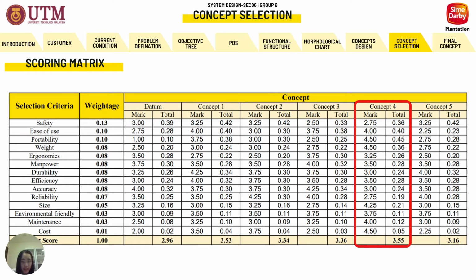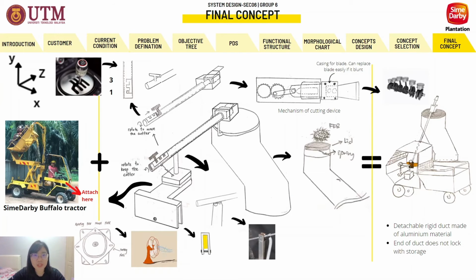Next, from the scoring metrics, concept 4 has the highest score, which is 3.55. Hence, we have chosen concept 4 as our final concept design. So, improvement and modification are made based on the final concept, which is concept 4. I'll be introducing our final design after numerous discussions.